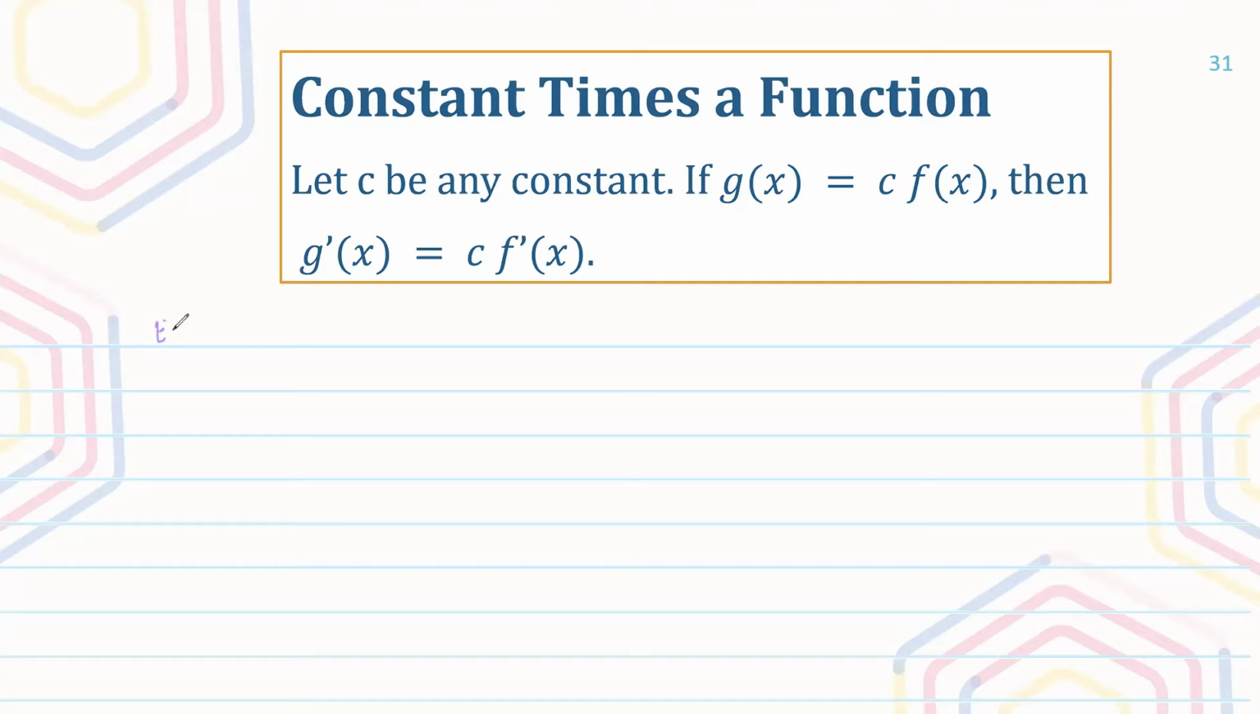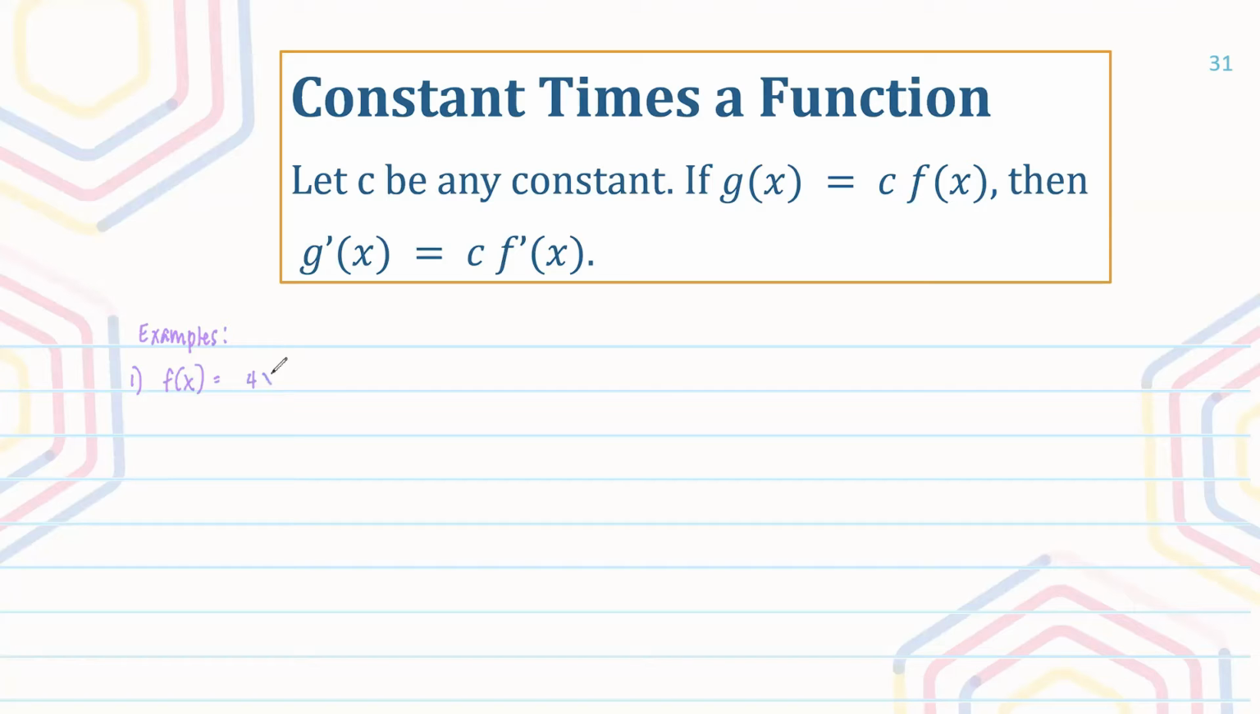Now let's have the constant times the function. Let c be any constant. So if g of x is equal to c times f of x, then g prime of x is equal to c times f prime of x.